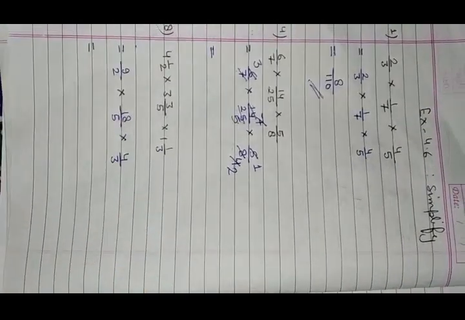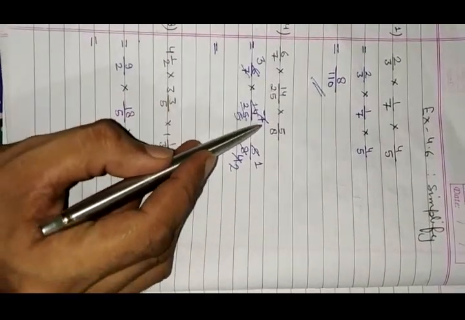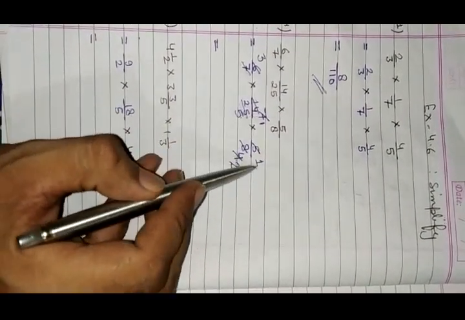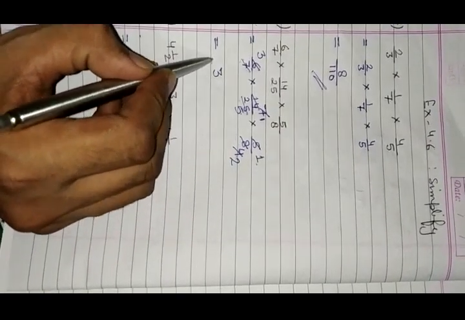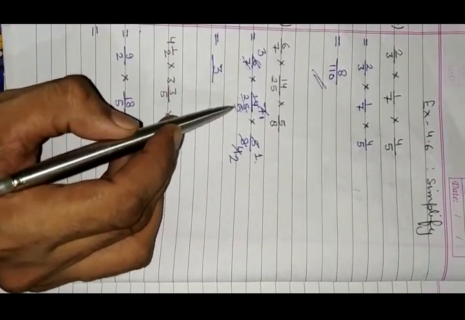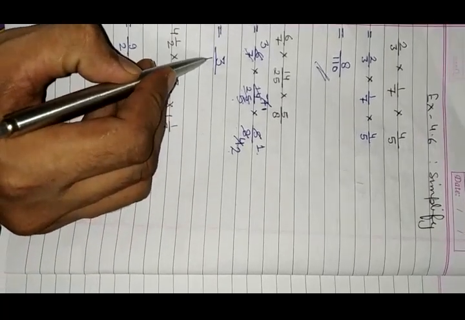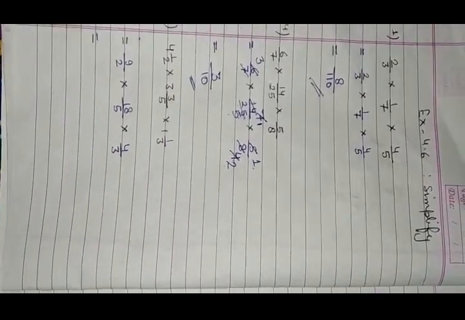Now check the numbers in numerator: 3, 1 and 1. 3 into 1 is equal to 3. And denominator 5 into 2 is 10. So the answer is 3 by 10.